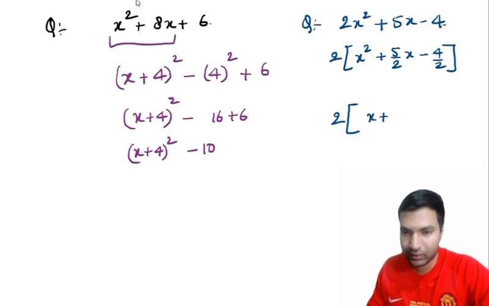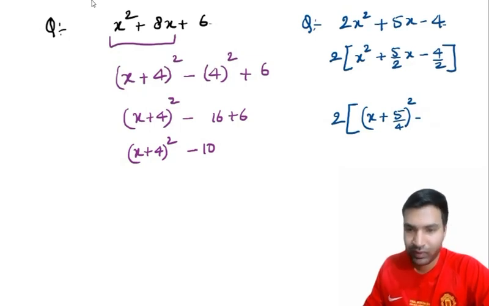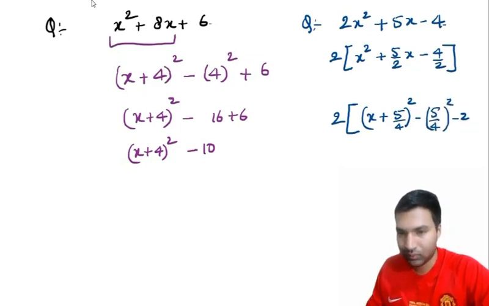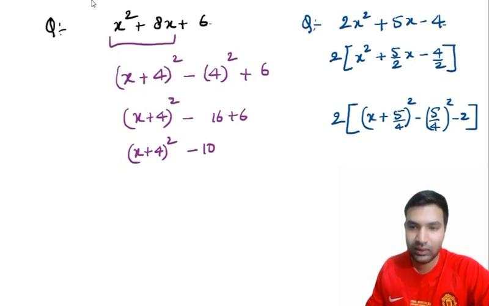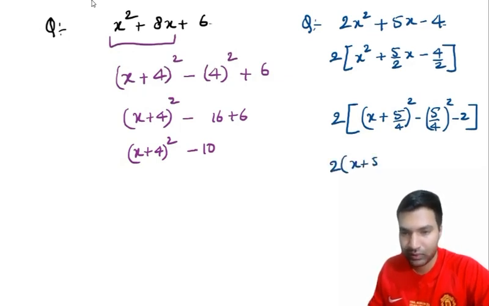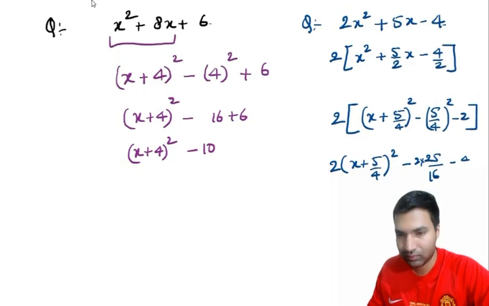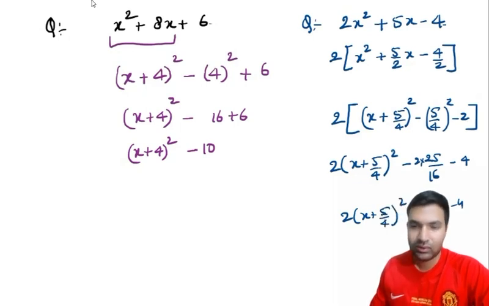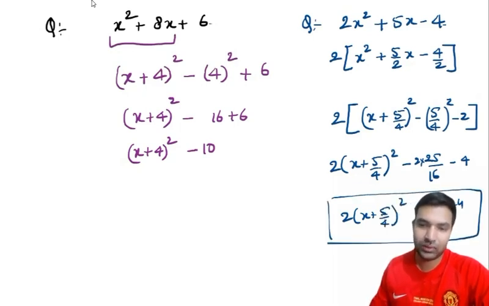Now write x plus, what is 5 by 2 divided by 2? That will become 5 over 4. Whole thing squared, minus (5 over 4) squared, minus 2, because negative 4 over 2 is negative 2. Now take this 2 inside. 2 times (x plus 5 over 4) whole squared, minus, this becomes 25 over 16 times 2, minus 4. So this becomes 25 over 8 minus 4, and 2 times (x plus 5 over 4) whole squared. So this becomes super easy to do, right? You can simply solve this one.